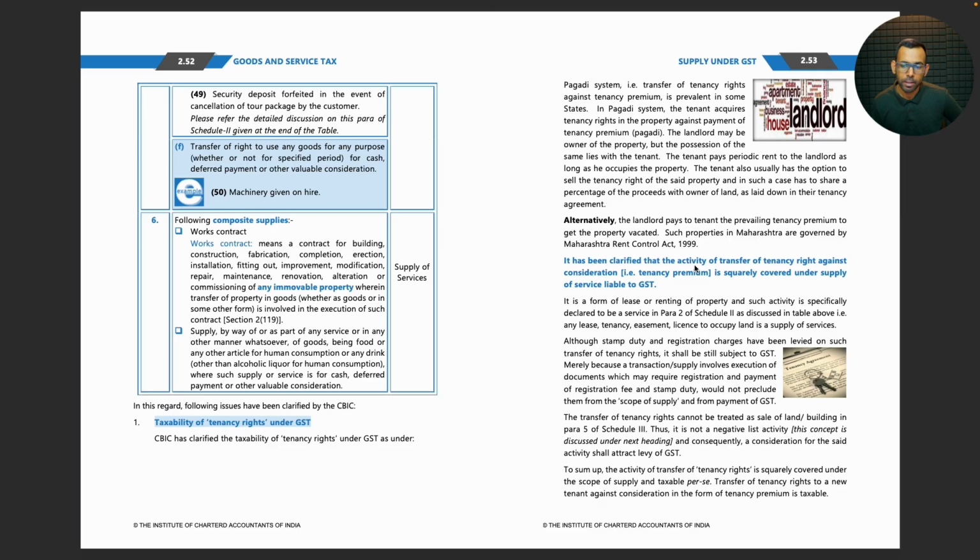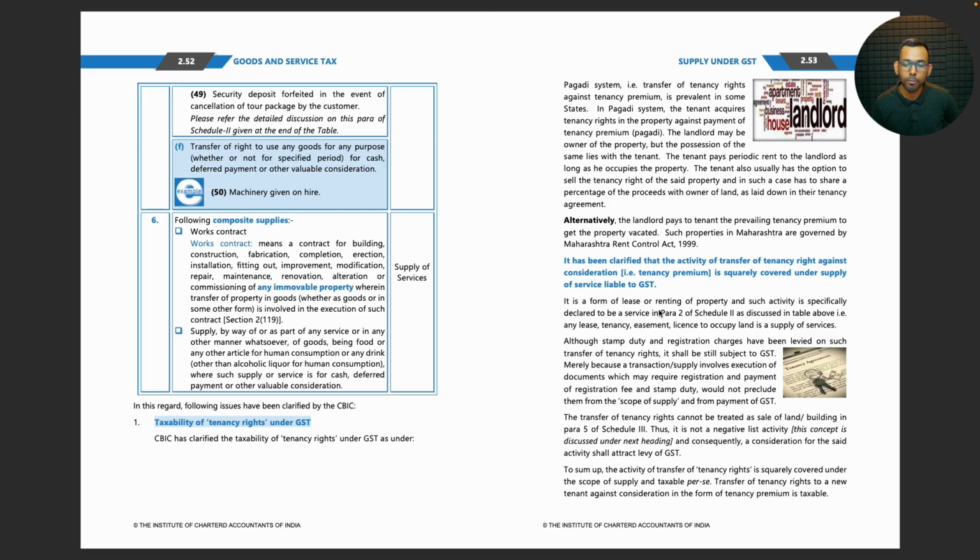It has been clarified that the activity of transfer of tenancy right against consideration is squarely covered under GST, supply of service liable to GST. So that is what I am going to keep in mind. For me, I am still not able to figure out what is the system, but the activity of transfer of tenancy right against consideration, this is like a trigger statement for me. Transfer of tenancy right against consideration. So this is going to be covered under GST. That is what is more important for me. This is from exam perspective.